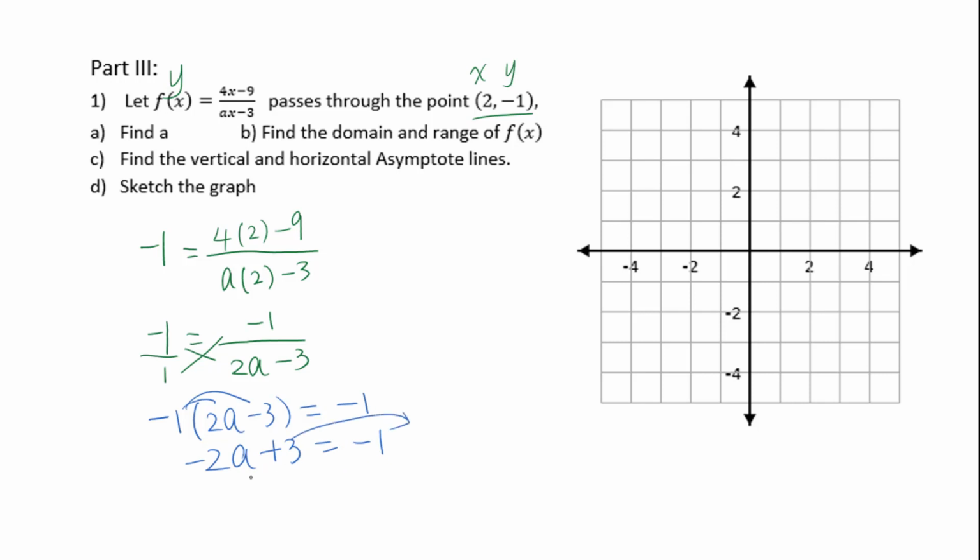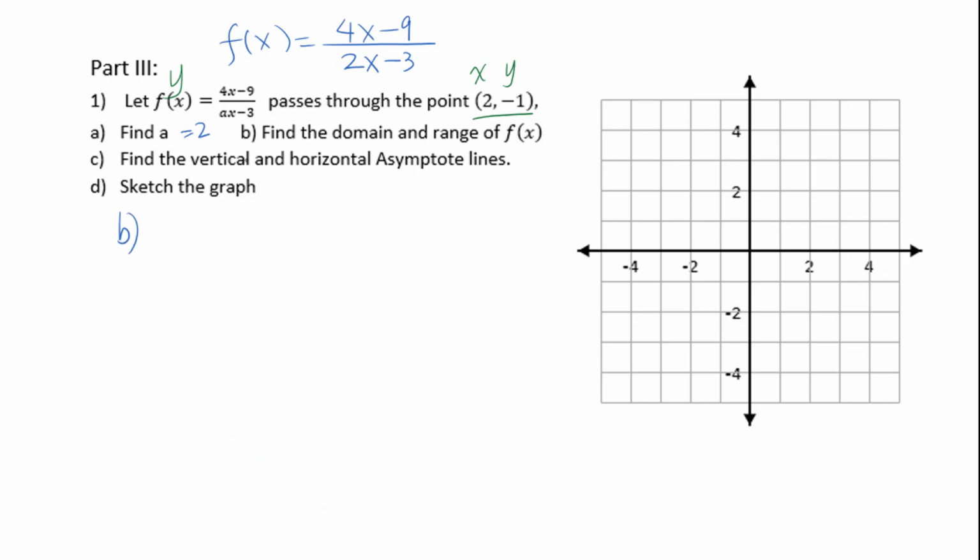Cross the river, change the sign. -2a equals -1 minus 3, which is -4. Divide by -2 on both sides. a equals 2. So we have the function f of x equals (4x minus 9) over (2x minus 3). For B, find the domain and the range of f of x.